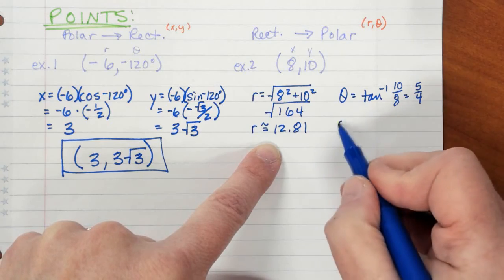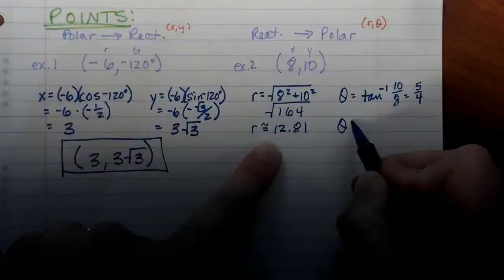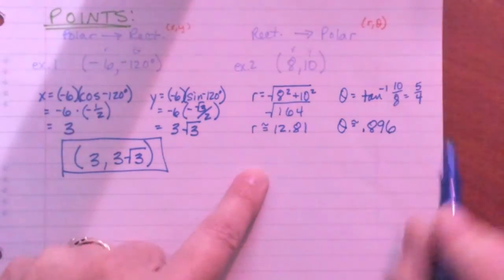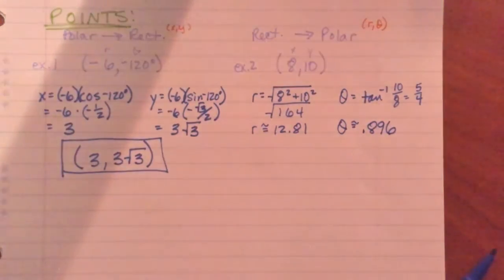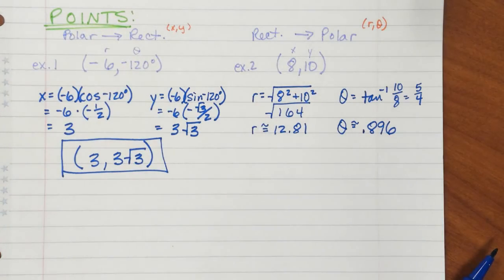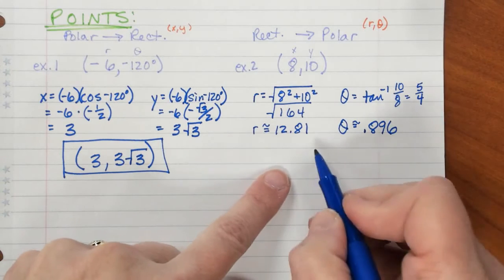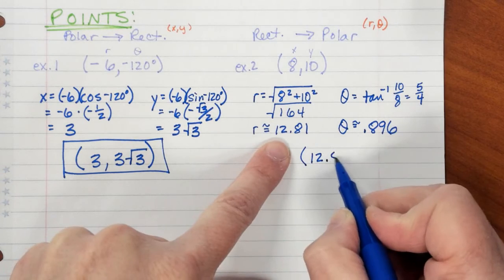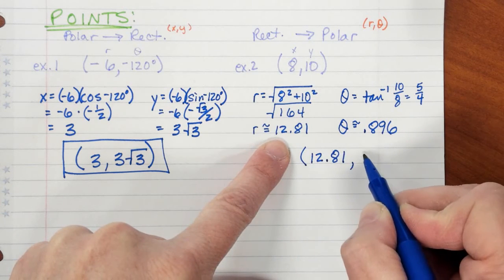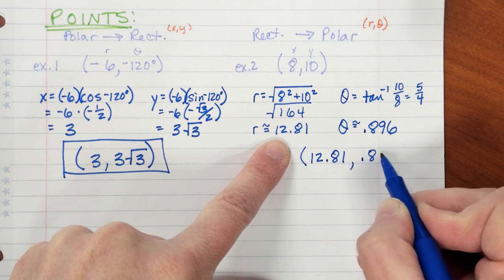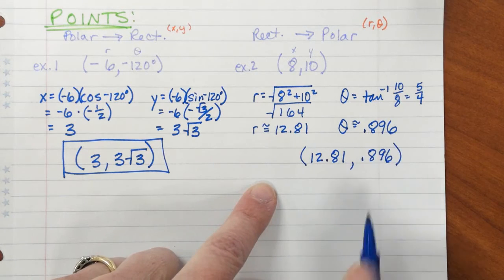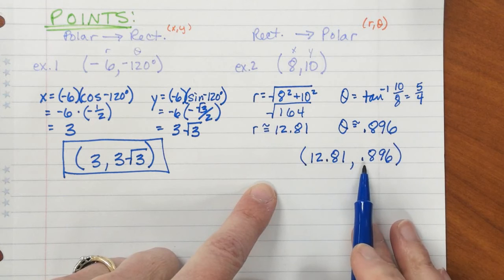Where does that happen? That happens here at 0.896. Sorry about the lights. There we go. Okay, so I have the point, the r would be 12.81, the theta would be 0.896. Now, as you know, that is a polar point.